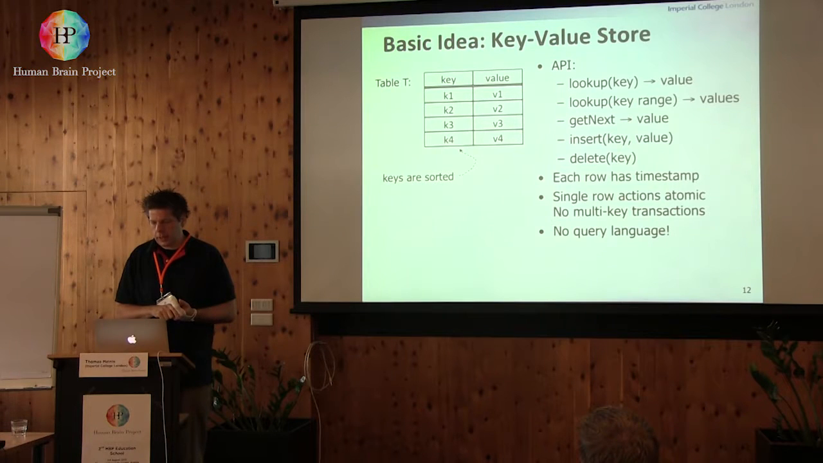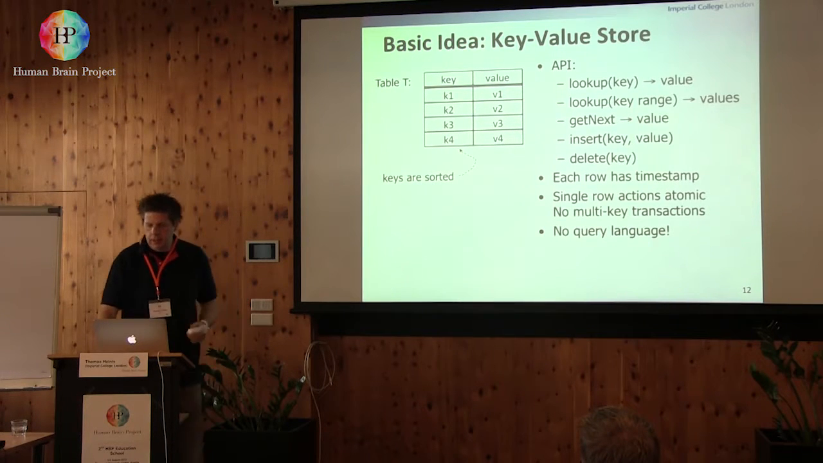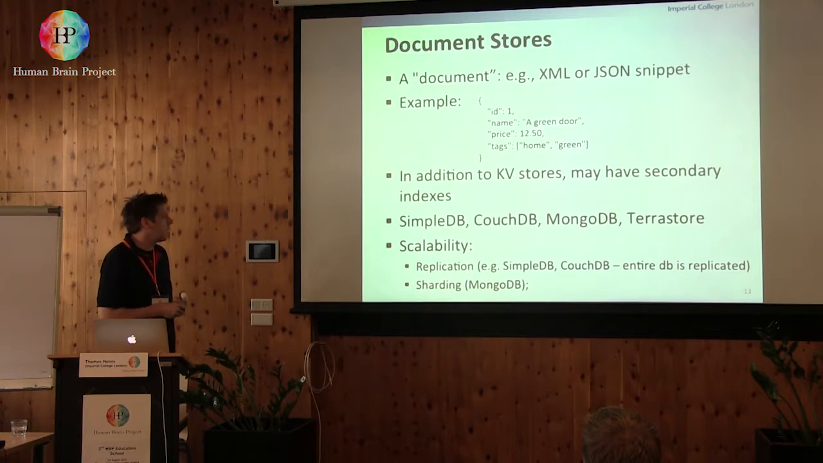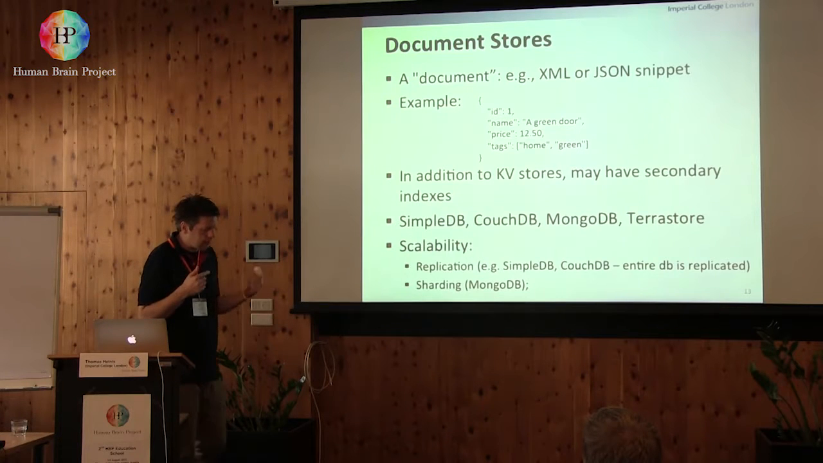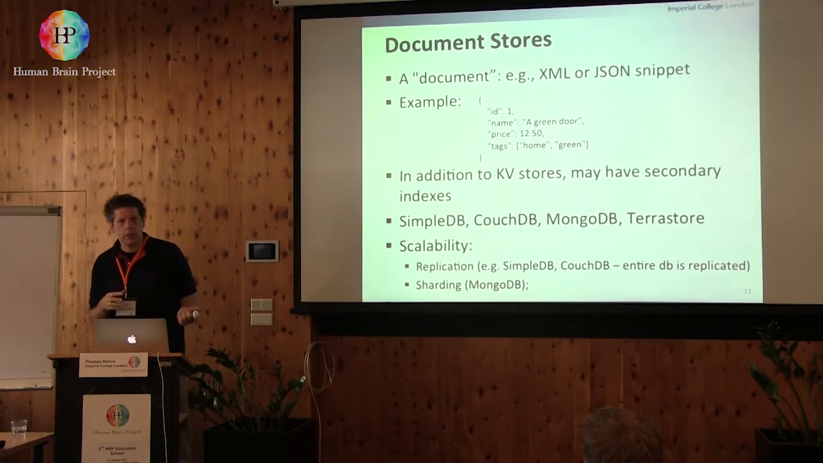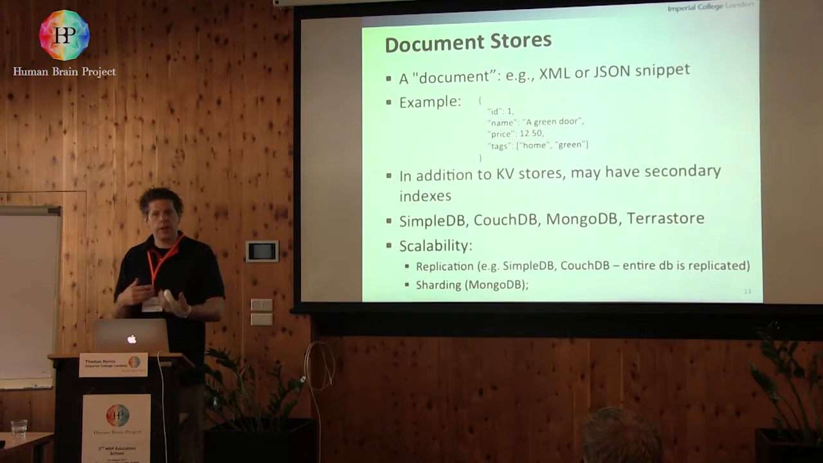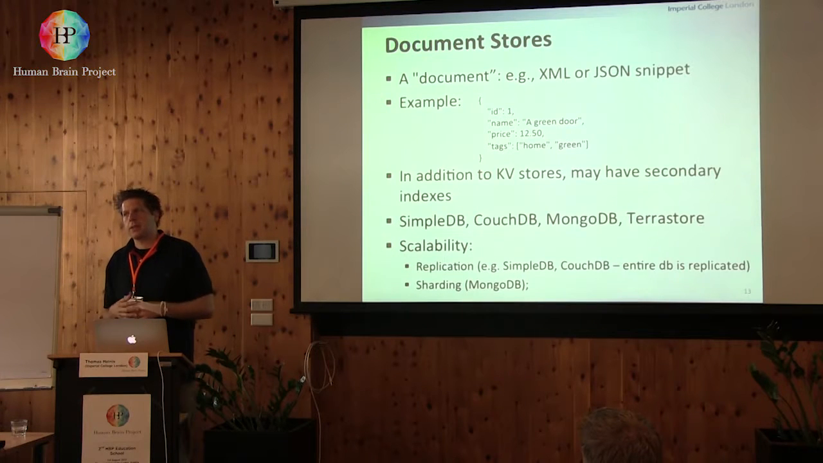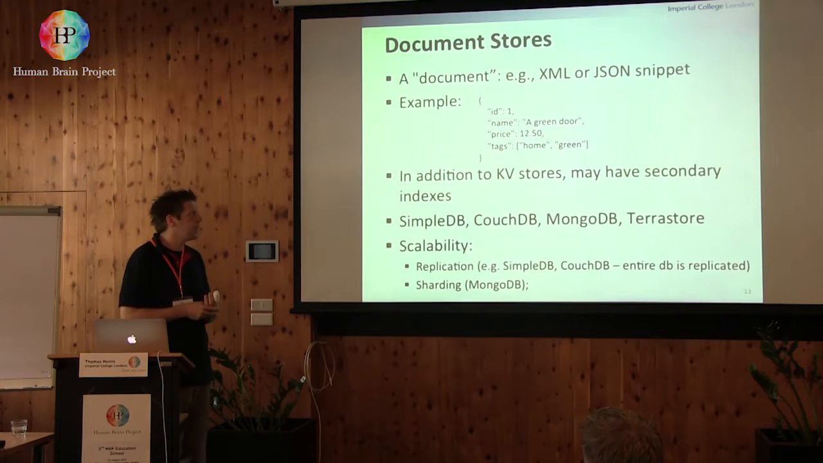Okay. So the next type of NoSQL system are document stores. I said it before, the idea really is if you have XML or JSON in some funny format, you don't want to shred it and insert it into the relational database. You just want to insert this snippet in the database and get it out again.